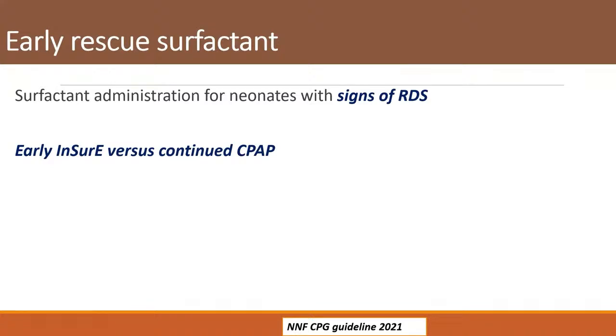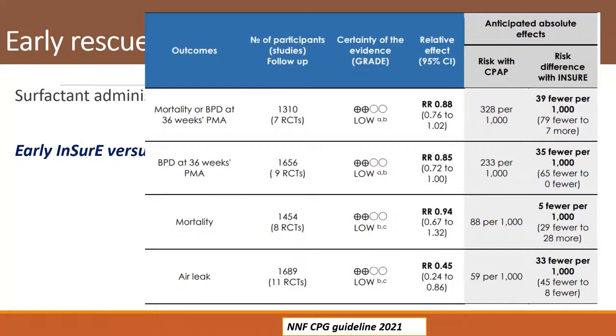So there is clear evidence to show that surfactant administration for neonates with signs of RDS who satisfy the indications for rescue administration of surfactant therapy is definitely a better approach to optimize the utilization of surfactant and to achieve optimal reduction in the combined outcome of mortality and bronchopulmonary dysplasia.